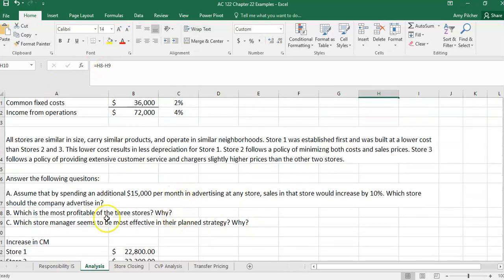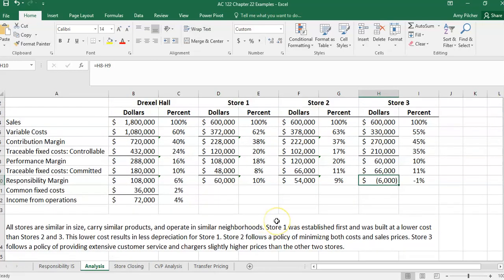Question B says, which is the most profitable of the 3 stores and why? So if we look at this information, we see that while store 3 has the highest contribution margin, store 1 actually has the highest responsibility margin. So overall, to the bottom line, after we look at fixed costs, store 1 is contributing the most to the entire company's bottom line. So store 1 is performing the best.